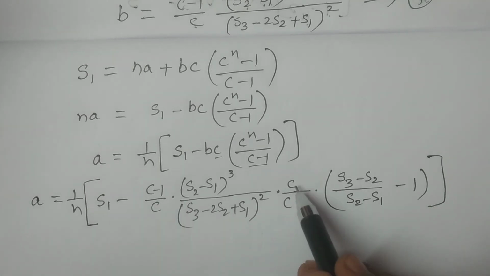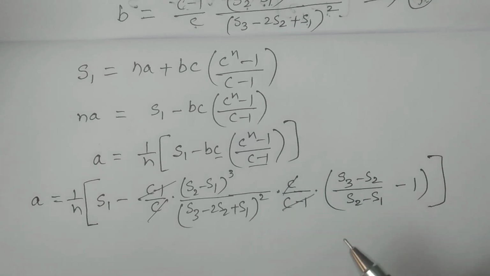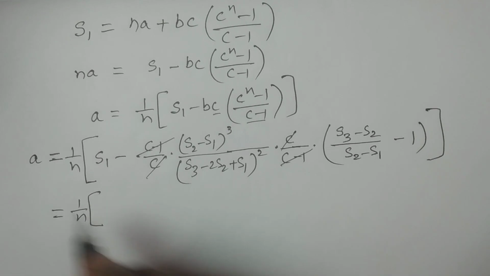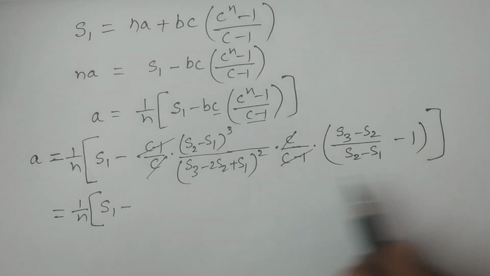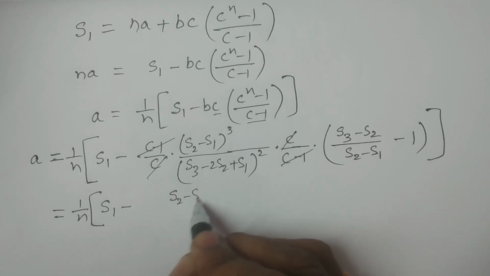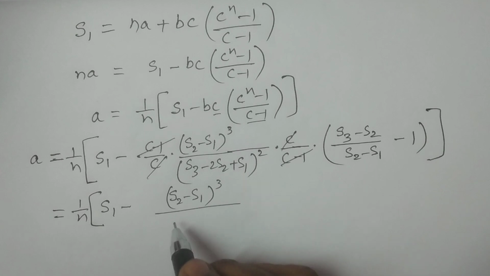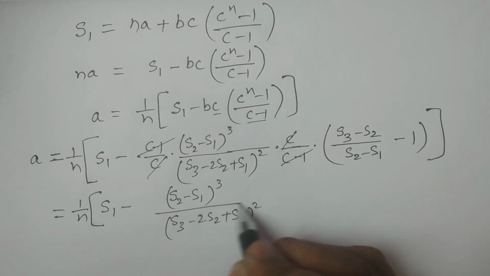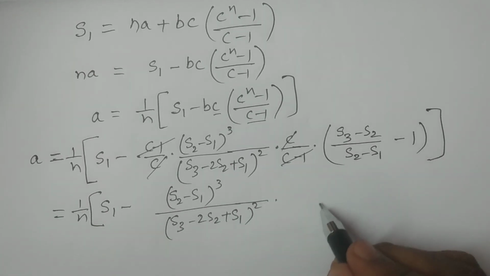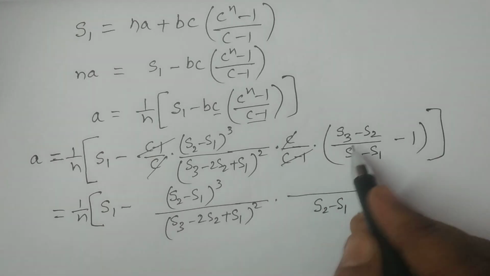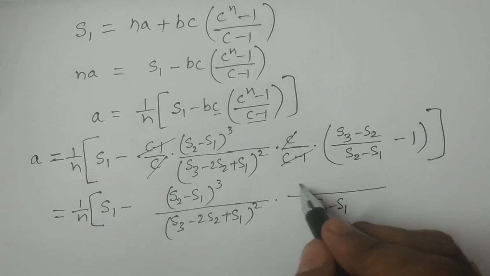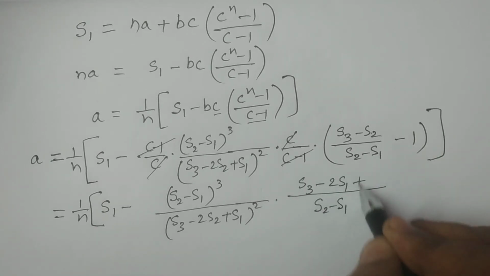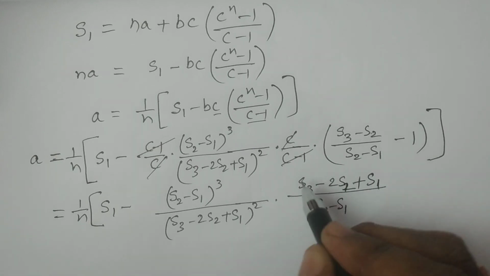C power n is S3 minus S2 by S2 minus S1 minus 1. Now you see C will get cancelled. C minus 1 will get cancelled. So therefore, you see that's the simplicity of not substituting C. So 1 by n multiplied by S1 minus, now we have to simplify these values. S2 minus S1 whole cube divided by S3 minus 2S2 plus S1 whole square into, if you take an LCM, S2 minus S1, this becomes S3 minus S2 plus S1, that is S3 minus 2S2 plus S1.